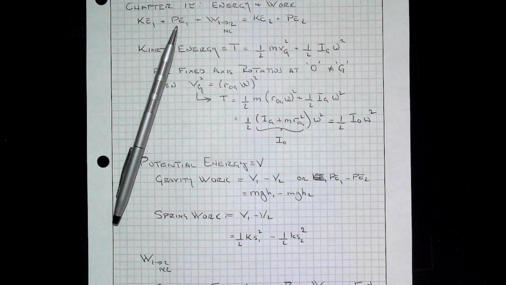Okay. Now, potential energy. This is just review. It's the same thing. The work of gravity is V1 minus V2, or PE1 minus PE2, and that's just mg times the first position minus the second position. And what do we normally do? We don't write the equation as PE1 minus PE2. We just put the PE1 on one side, the PE2, the second state, on the other. Spring work, also V1 minus V2, is 1/2 k s1 squared minus 1/2 k s2 squared. There's nothing new here.